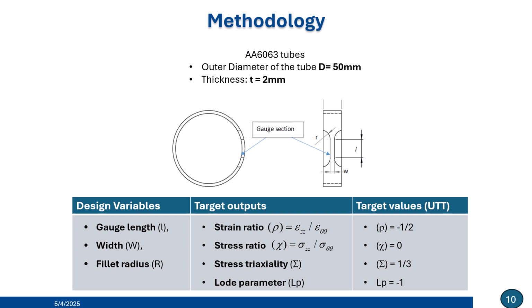Let's examine the specimen optimization process in more detail. For our case study, using aluminum alloy tubes with 50 mm outer diameter and 2 mm thickness, we define three key geometric design variables, namely the gauge length, the width, and the fillet radius. Our optimization targets aimed to achieve a stress state of uniaxial tensile test by targeting specific values for strain ratio, stress ratio, stress triaxiality, and load parameters, as listed here, with their ideal values. These values represent the ideal isotropic uniaxial tensile test that we want to achieve in our testing.